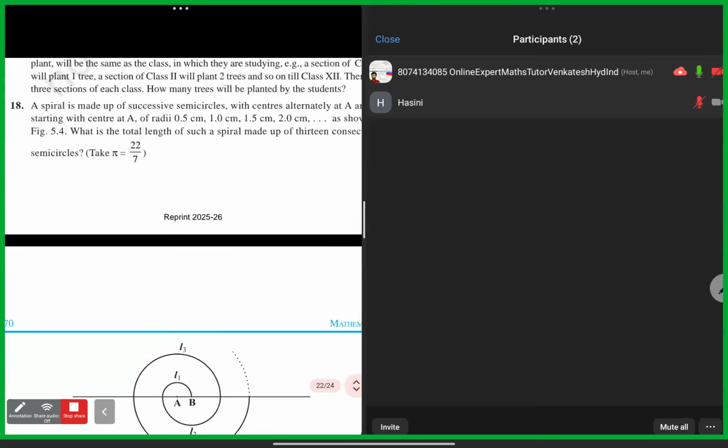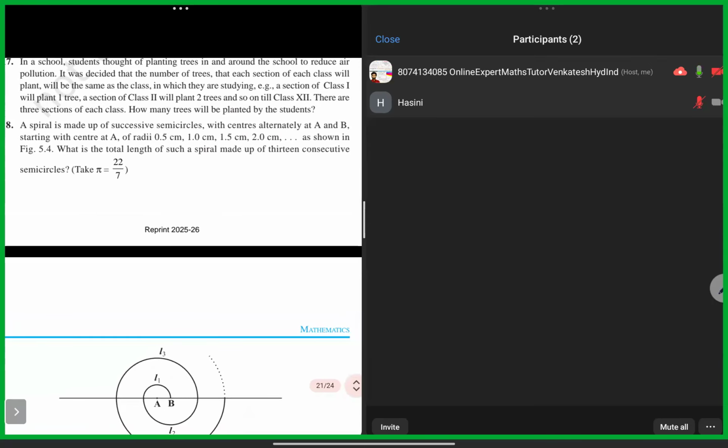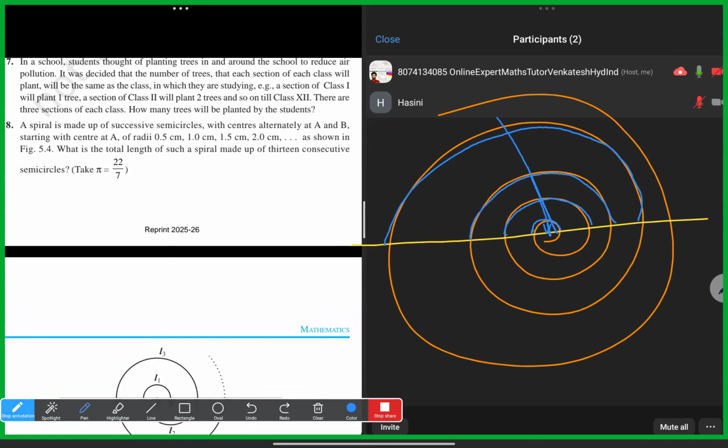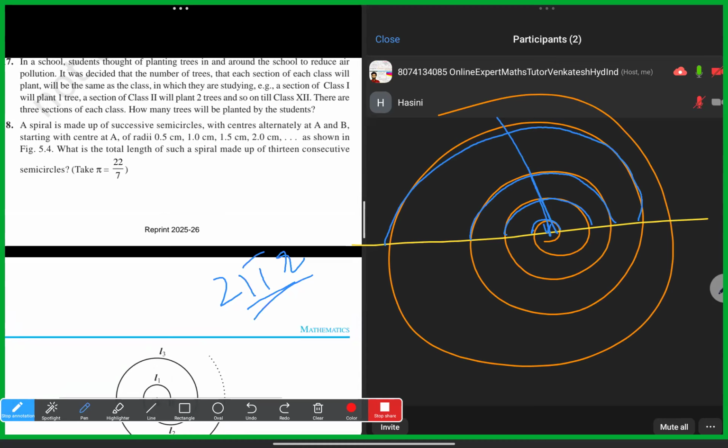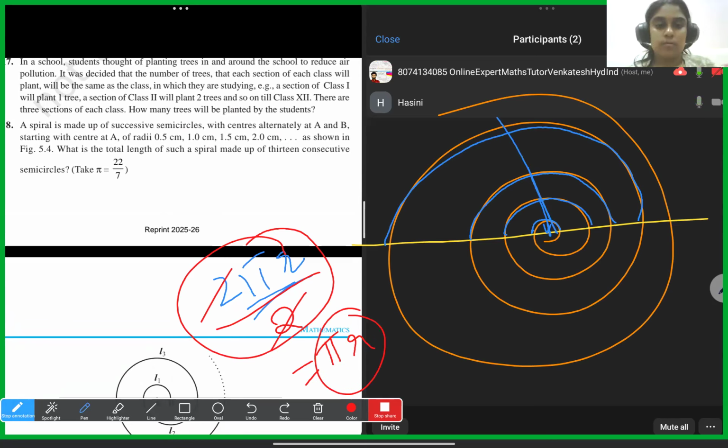Actually, we know that if it is a circle, the perimeter, the circumference of a circle, is given as 2 pi r, Hasni. Circumference of a circle is 2 pi r, which is the formula. So if it is a semicircle, Hasni, we need to just divide it by 2. That is, we'll get pi r. The circumference of a semicircle is pi r, Hasni.